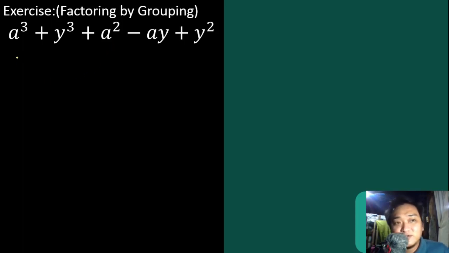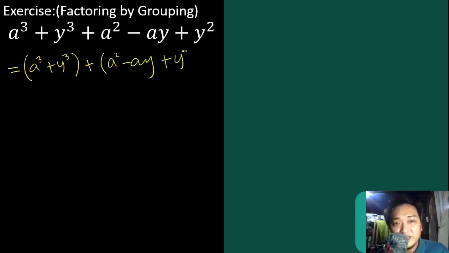So, in this case, we are going to group the expression A cubed plus Y cubed. Let us group that. Then, plus, do not forget the plus in the middle. That is important. And since it is plus, we are safe to group A squared minus AY plus Y squared. We have nothing to worry about, not unless it is negative. If it is negative, the signs inside will be reversed. Okay?